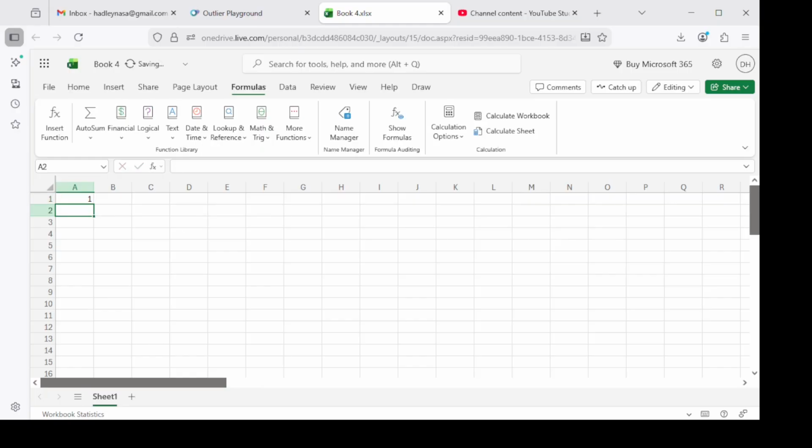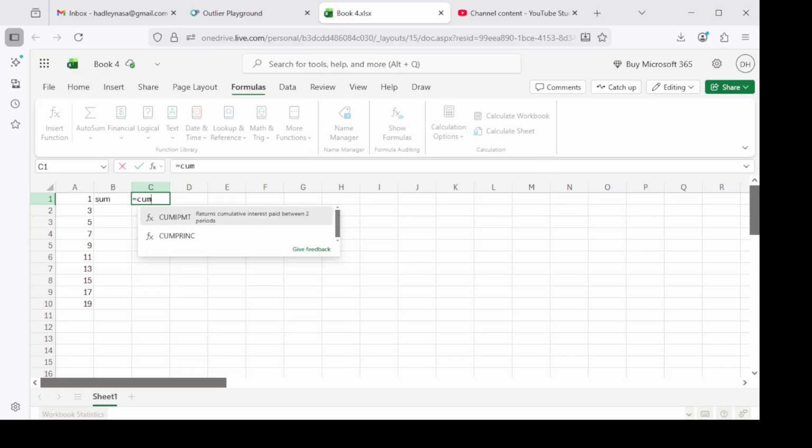So let's have 1, 3, use that pattern. So the first thing we can do is we can sum this. So I'm going to write down the function name and over here the actual function. So equals sum.